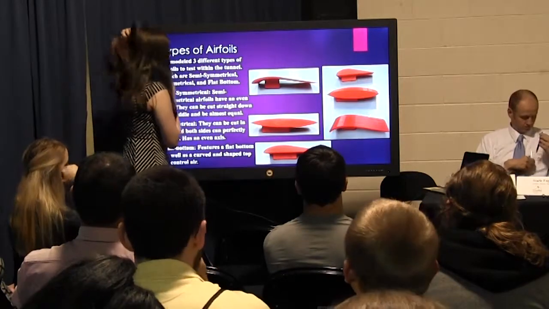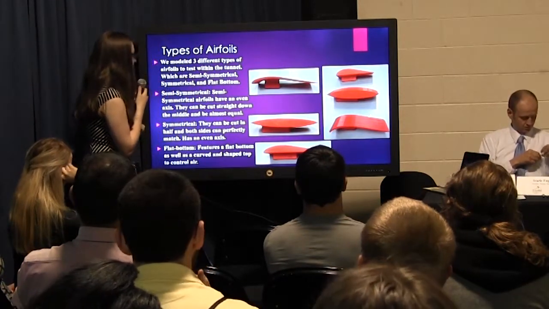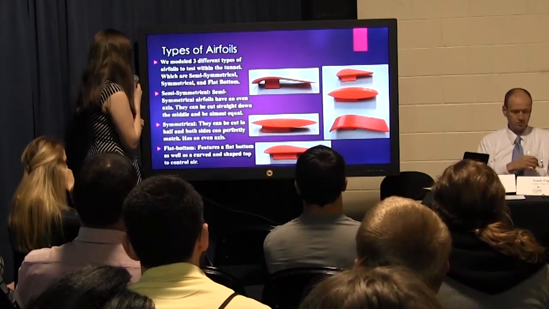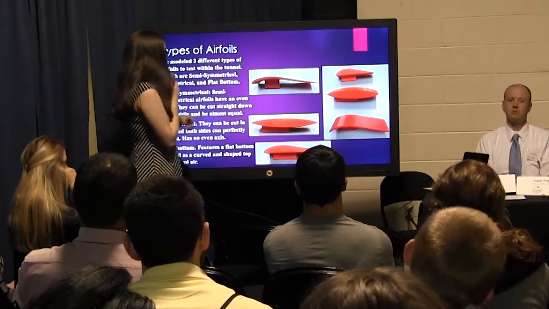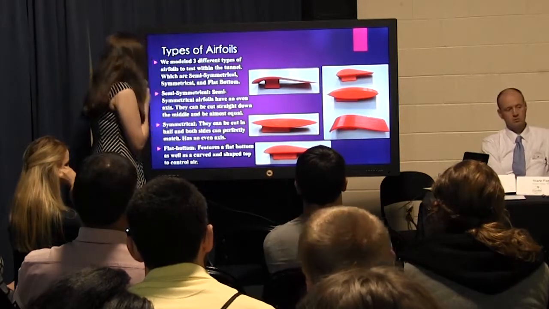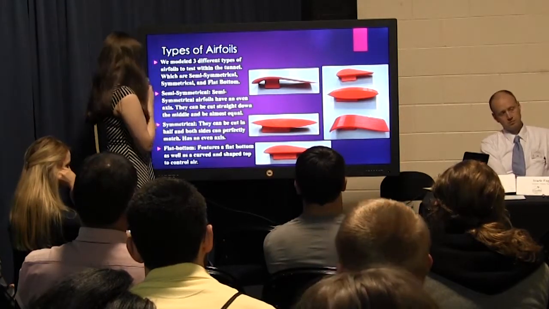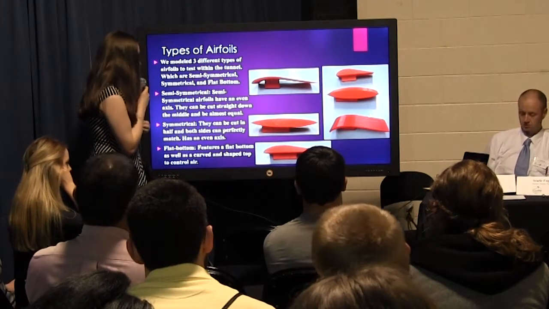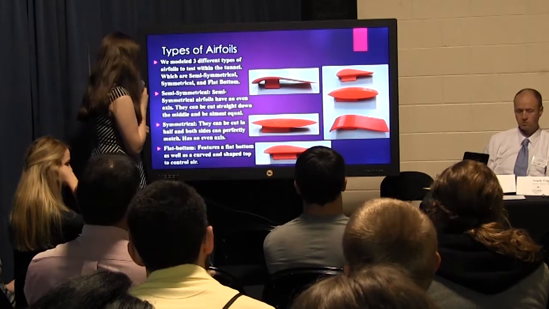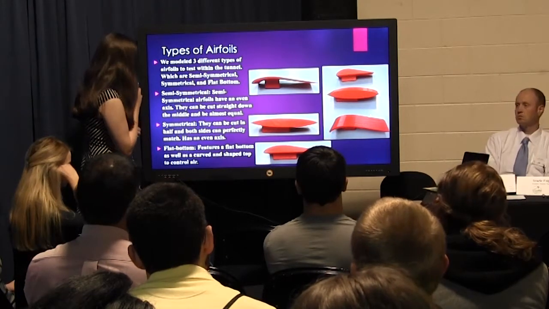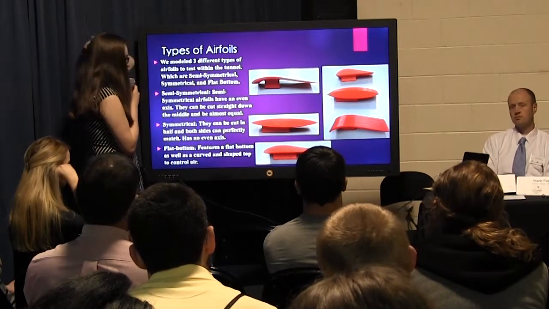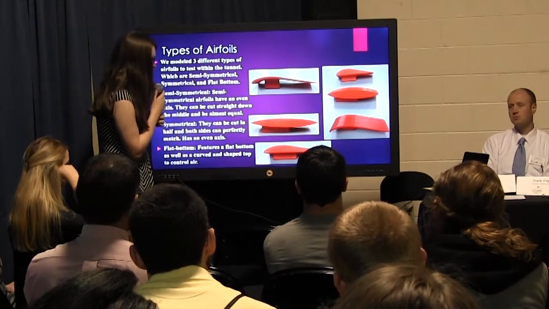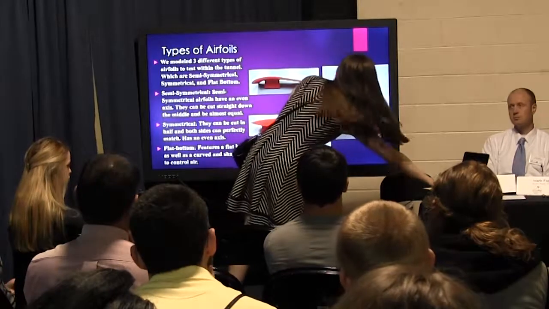The types of airfoils. We modeled 3 different types of airfoils to test within the tunnel, which are semi-symmetrical, symmetrical, and flat bottom. This is the semi-symmetrical. Semi-symmetrical airfoils have an even axis. They can be cut straight down the middle and be almost equal. The symmetrical airfoil can be cut in half and both sides can be perfectly matched and have an even axis. The flat bottom airfoil features a flat bottom as well as a curved and shaped top to control the airflow.